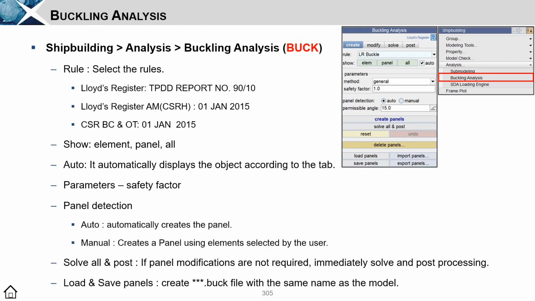The buckling analysis function supports 3 methods based on the rules as shown below: Lloyd, Buckle 2, and common structural rules for bulk carriers and oil tankers. You can automatically create the panel or manually create a panel using elements selected by the user. Please refer to the technical note on buckling analysis for details on how to use it.